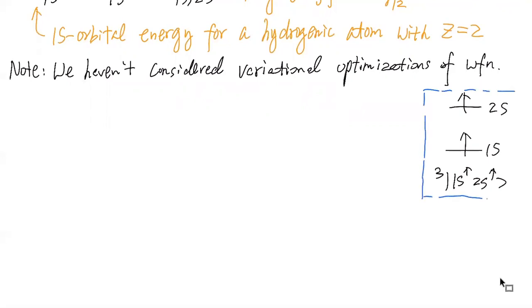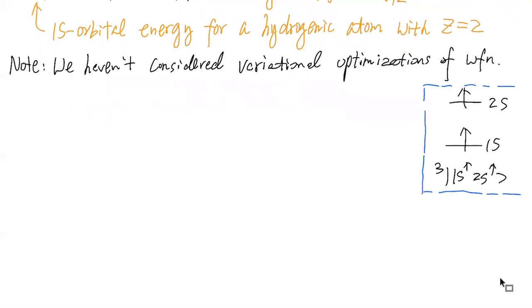So the ground state, of course, is a singlet. Now let's consider the triplet, 1s1 2s1. H, 1s1 2s1, triplet. Again, you can write down the Slater determinant.